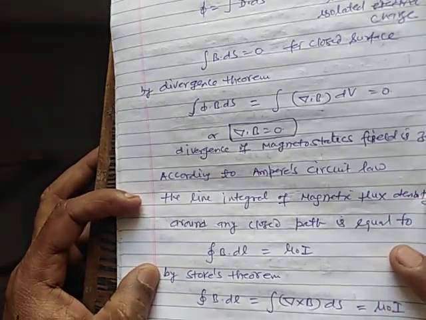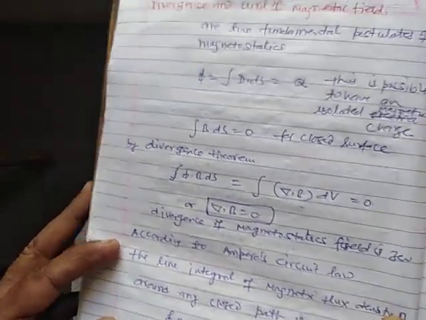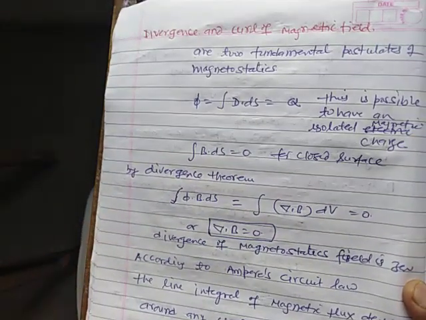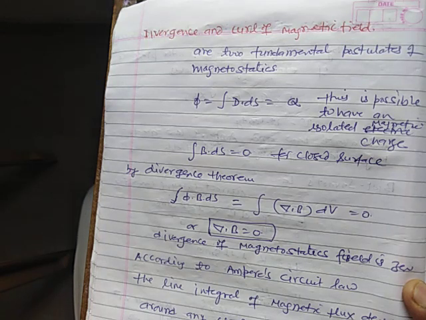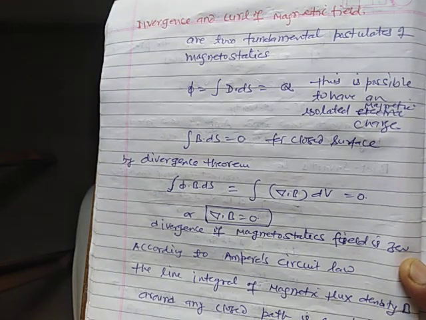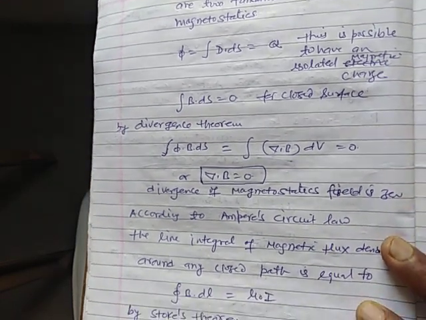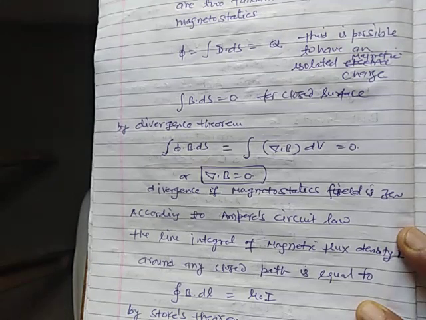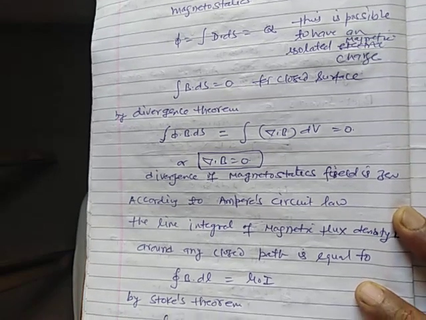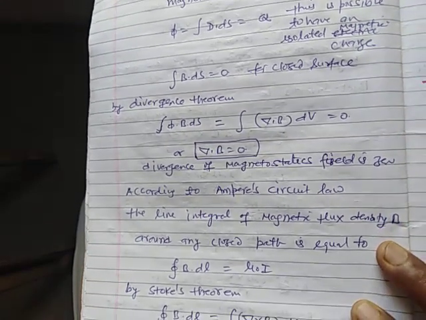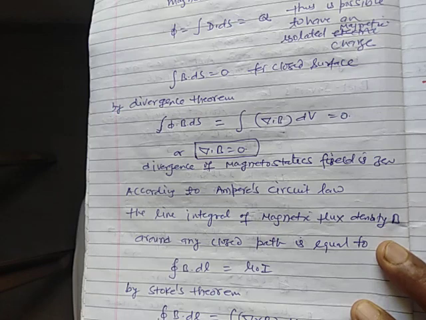Now we will calculate the divergence and curl of the magnetic field. These are the two fundamental postulates of magnetostatics. For electric flux, we can write D dot dS is equal to Q. It is not possible to have an isolated magnetic charge. So B dot dS is equal to 0 for a closed surface. By the divergence theorem, the closed surface integral of B dot dS is the volume integral of del dot B dv equal to 0, or del dot B is equal to 0. So the divergence of a magnetostatic field is 0.